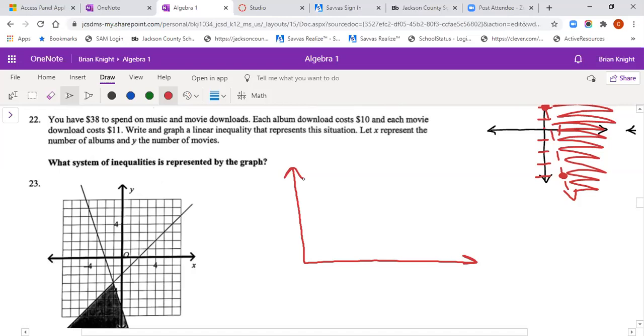38 total, but each album, right, is 10, so I'm going to say 10A, plus each movie is what? $11 for the movie download. That has to be, all we have is how much? $38. So can we spend more than $38? No, it's got to be less than or equal to 38. Okay?